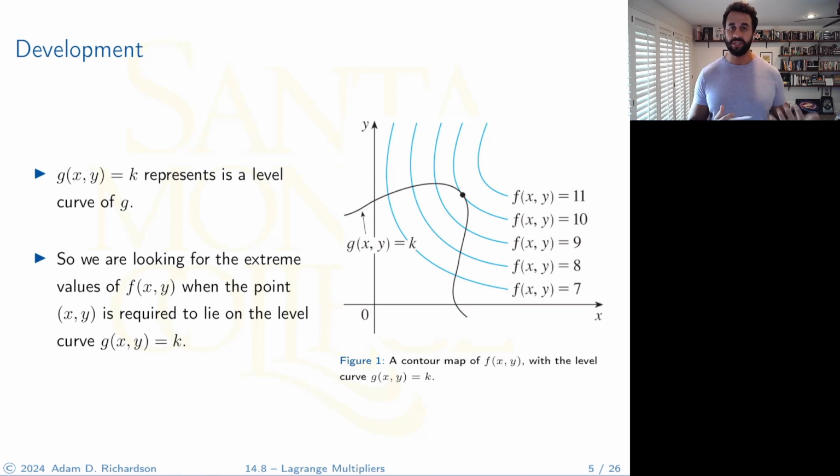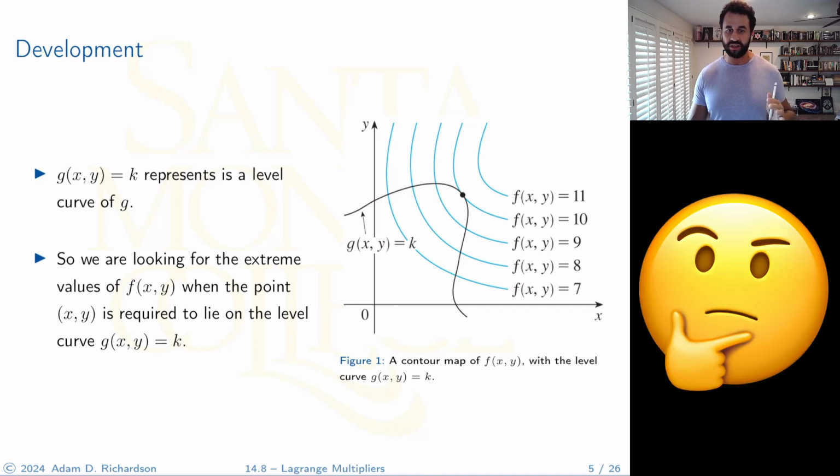So what we're really doing when we are looking for the extreme values of f subject to this constraint is looking for extreme values of f when the point x, y is required to lie on this level curve for g. So this is a moment where I want to pause. I just want you to stare at this and think about it for a minute before I go forward.